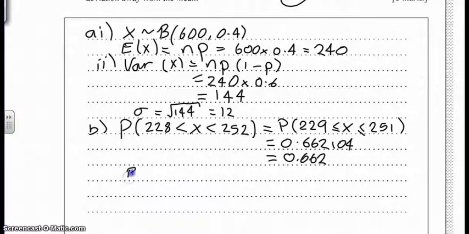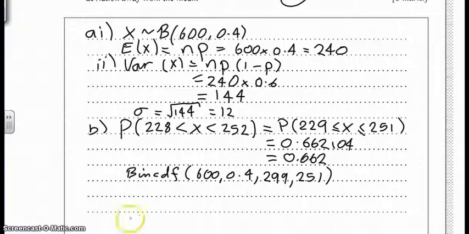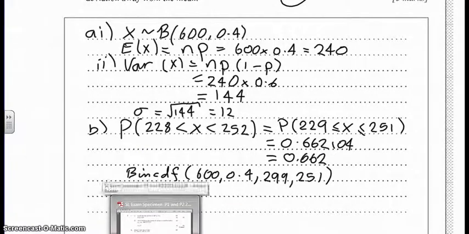So let's do bin CDF, 600, 0.4, 229, 251, and they do now accept these calculator notations as part of your working as evidence that you are using the correct method.